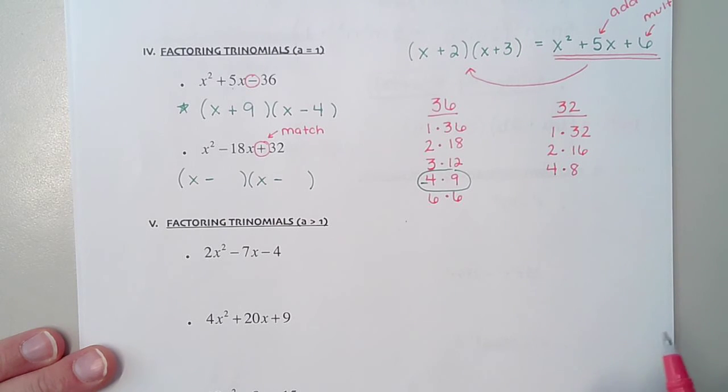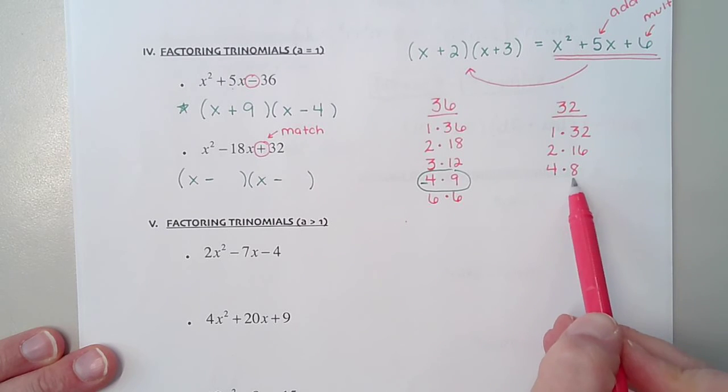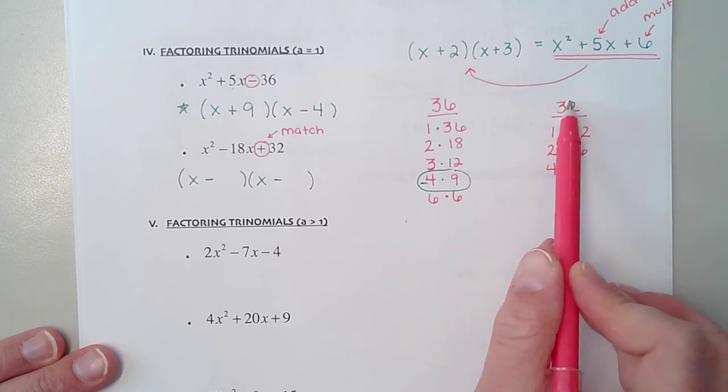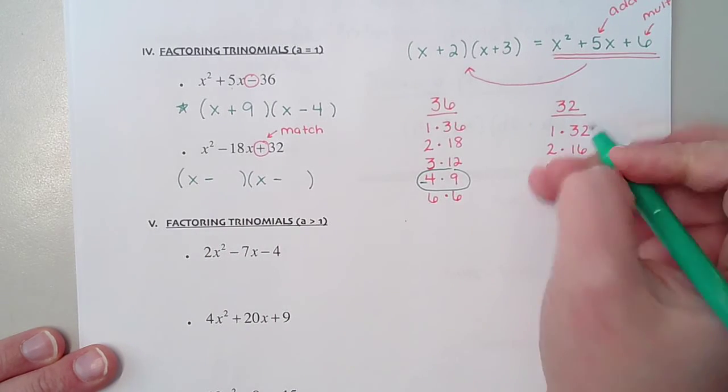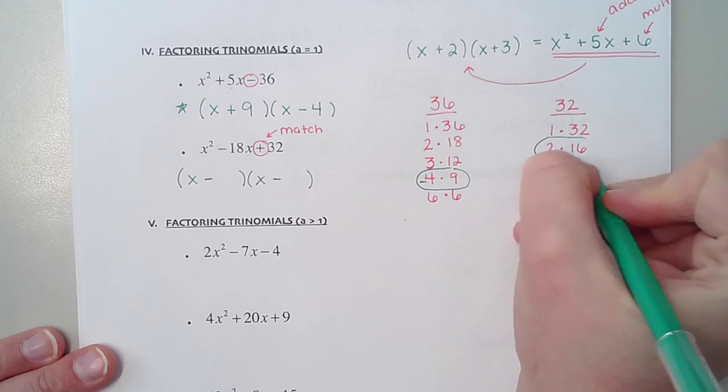So then I would check 5. 5 doesn't go into 32. 6 does not go into 32. 7 does not go into 32. And then my next one is 8, which is already on the list. So here's all my possibilities. I need to be able to make an 18. So looking at this list, this looks like where I want to go.